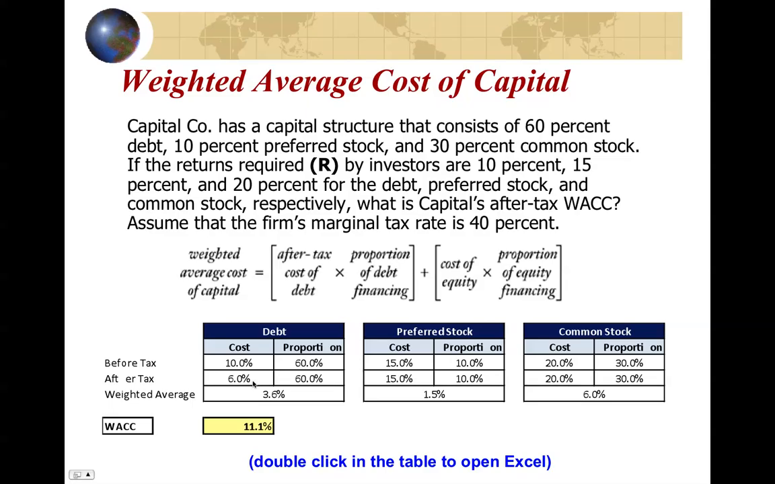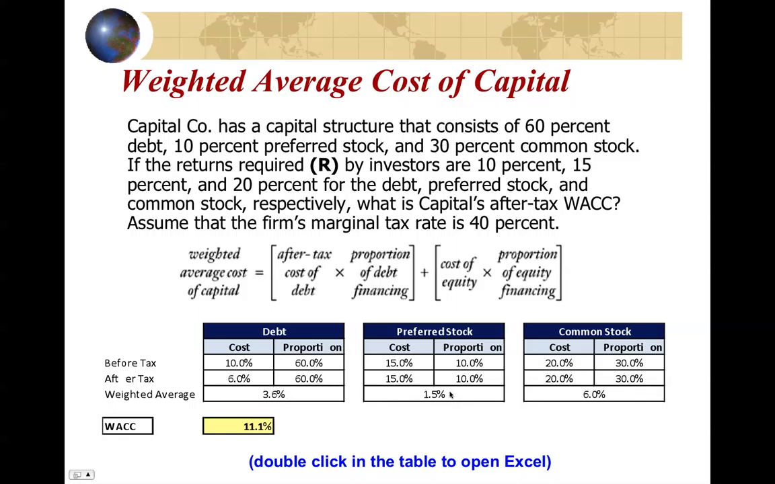So we do that by taking 10% multiplied by 1 minus the tax rate of 40%. So 10% times 60% would be 6%. Notice that the after-tax cost of preferred and common is the same, and that is because dividends are not tax deductible. So now we just take 6% times 60%, that's 3.6.